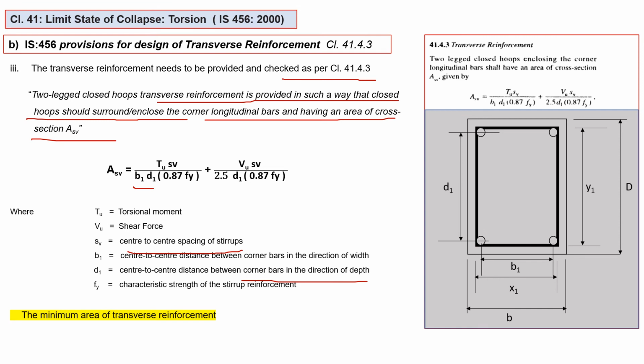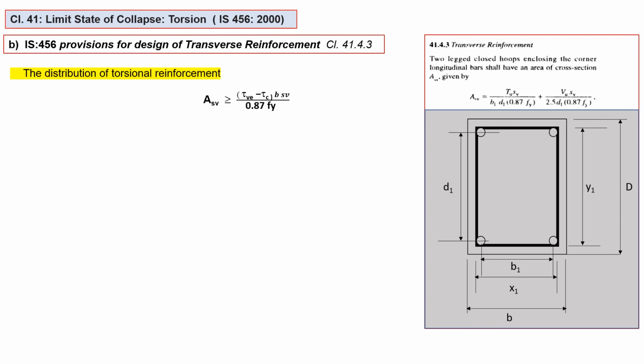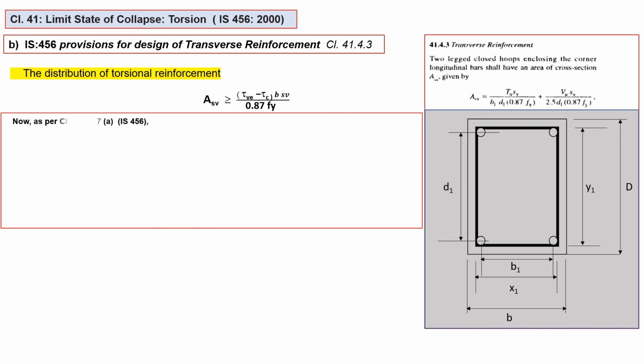Now here we have to apply the check for the minimum area of transverse reinforcement. So this is the formula already given in the code. That means the area of steel should not be less than this. This is the minimum area. Now at this point we will be able to understand it more clearly. So this is the minimum area of steel. That means this ASV must be greater than or equal to this. So when we take ASV equal to this formula, after calculation from this formula, that is the minimum steel.